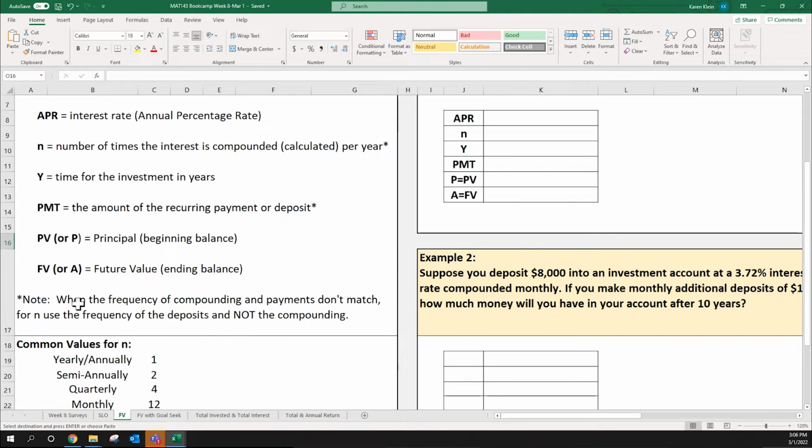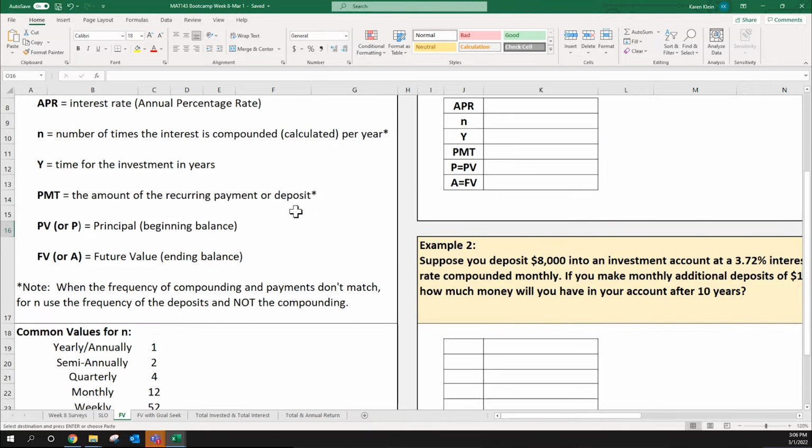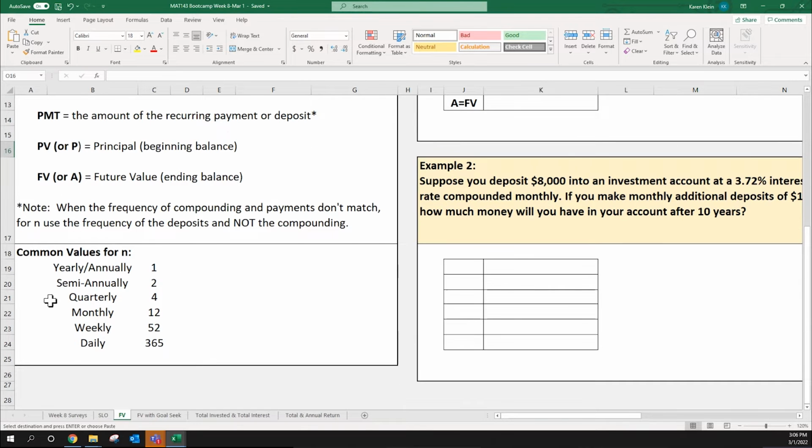Now, I want you to take note that if the frequency of your compounding, N, and the frequency of your payments don't match up, then we need to use the frequency of the deposits. We'll see an example like this a little bit later. The other thing about our N values, the number of times that we are compounded per year, these are the kind of words that you're going to see in these problems. You'll see something like yearly or annually. If that's the case, then our N is 1. Semi-annually means N is 2. Quarterly means N is 4. Monthly, our N is 12. Weekly is 52, and daily is 365.